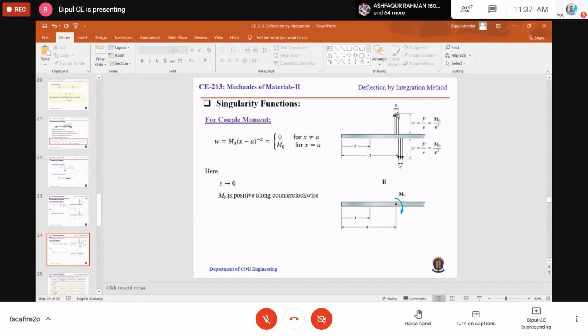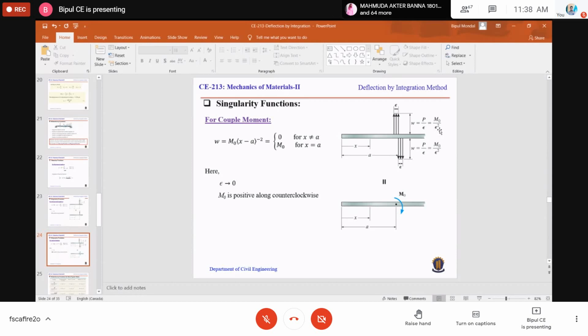This moment will be P times lever arm. Lever arm is epsilon. P times epsilon. And we know W equals P by epsilon. Therefore, P will be moment divided by epsilon. That means uniformly distributed load equals concentrated load divided by epsilon, and P equals M by epsilon. So if you substitute it, it will be M naught by epsilon square.